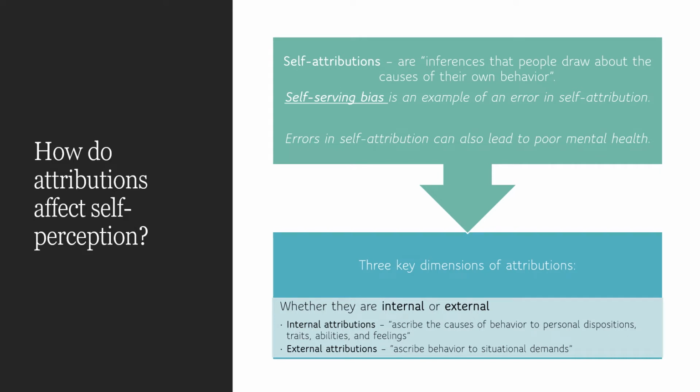The problem, though, is that we're not always great at making these self-attributions. And so sometimes what might happen is we make errors, and a very common error is known as the self-serving bias. And this particular bias suggests that people tend to attribute positive outcomes to internal factors, internal things about themselves, and negative outcomes to external causes.